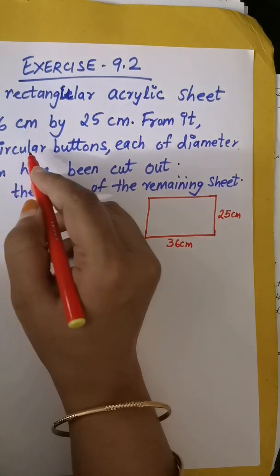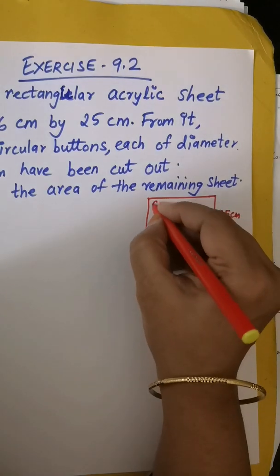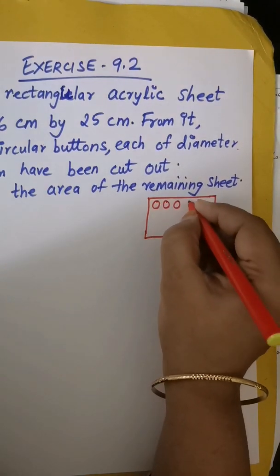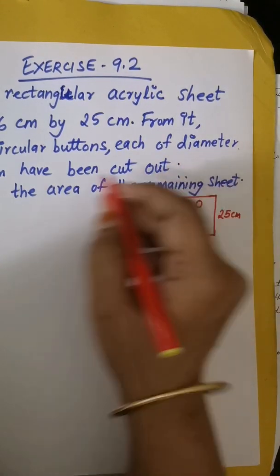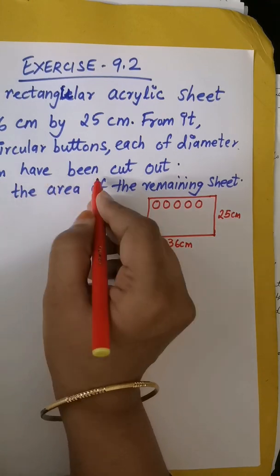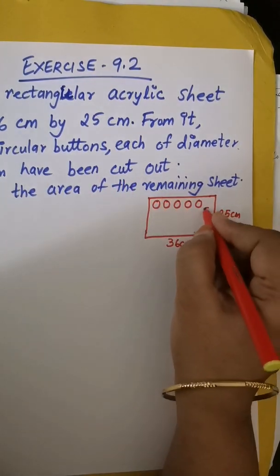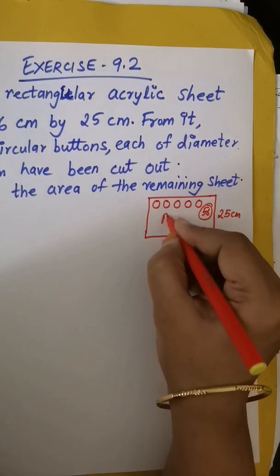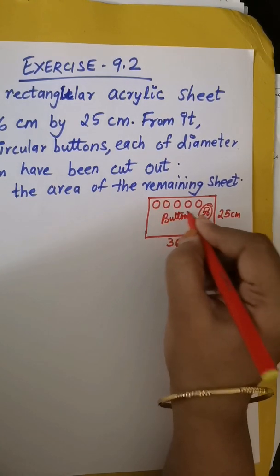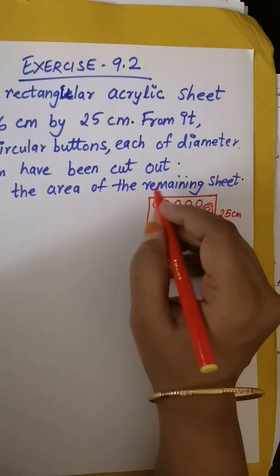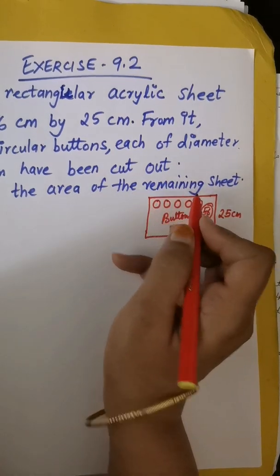From it 56 circular buttons, each of diameter 3.5 centimeter, have been cut off. How many buttons are there? 56 buttons are there, children. 56 buttons are there on the acrylic sheet. Find the area of the remaining sheet.